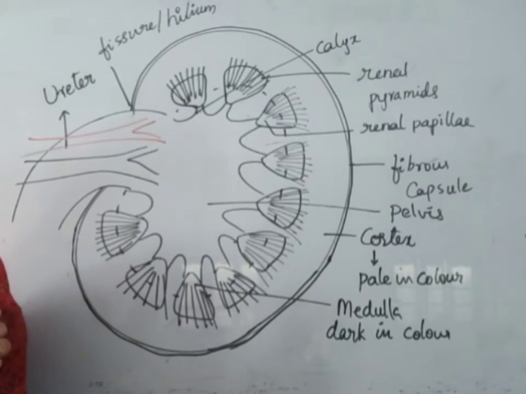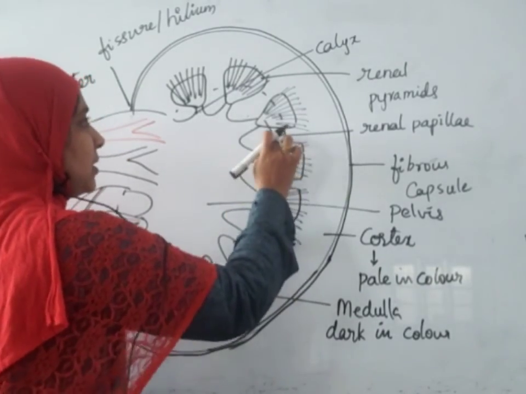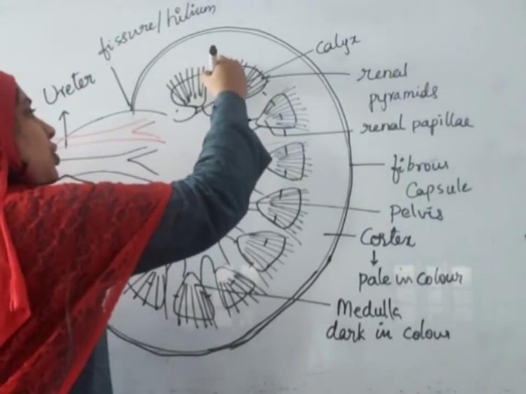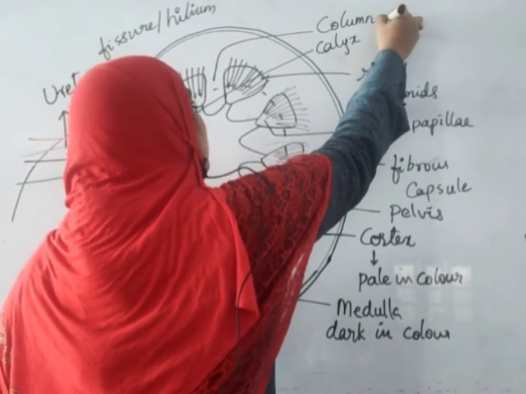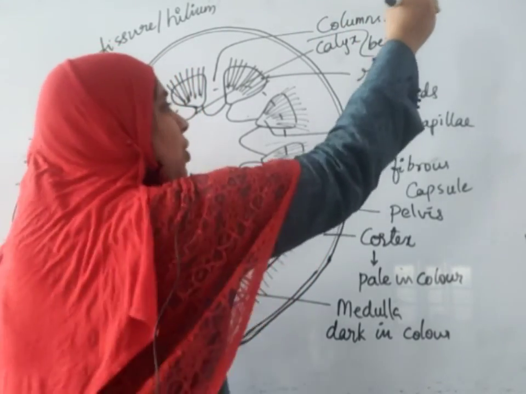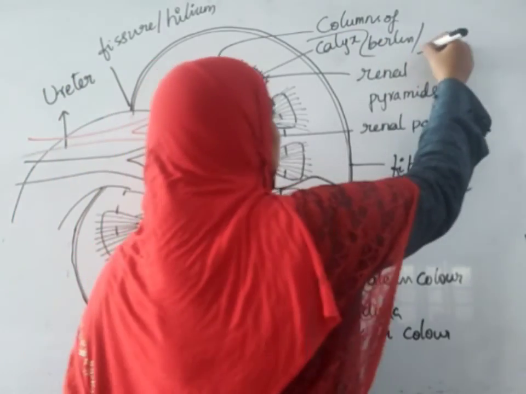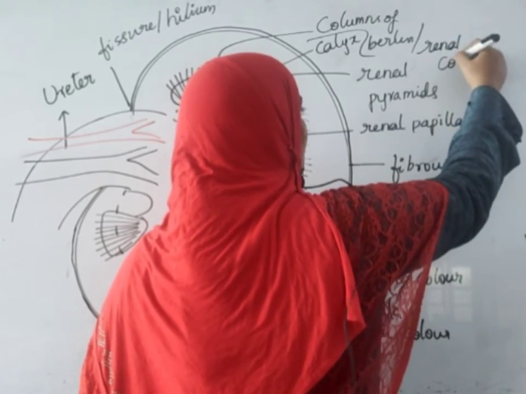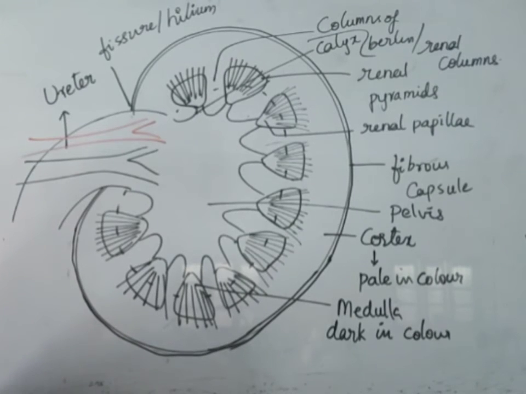Now is it clear for you, children? Okay, here one point. The portion between the pyramids is called the columns of Bertin. Or you can simply call them renal columns. Renal columns are columns of Bertin. Is it clear now? That is about the structure of kidneys.